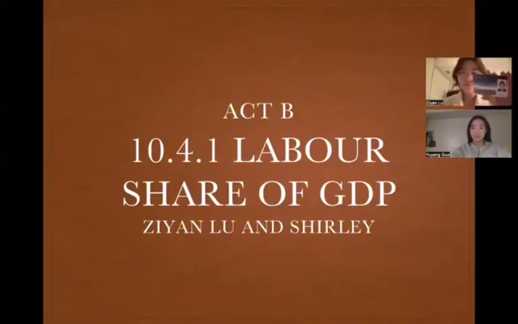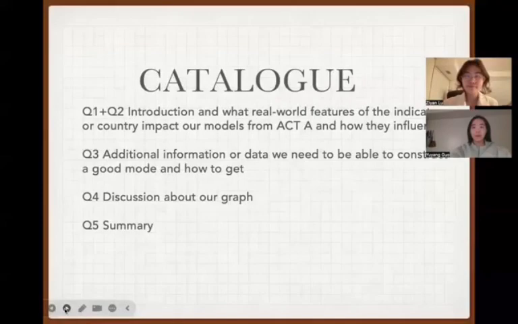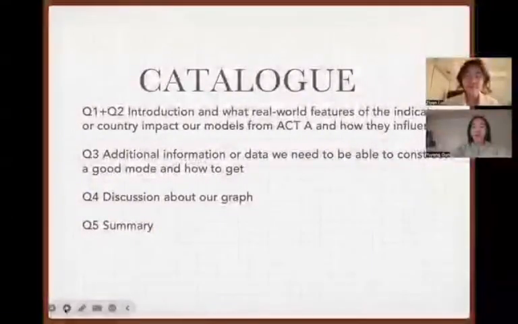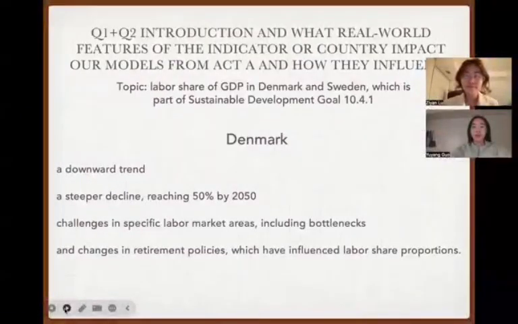Today we're examining the labor share of GDP in Denmark and Sweden, which is part of Sustainable Development Goal 10.4.1. We've analyzed data on Denmark and Sweden's GDP, labor force, and other key economic indicators from 2004 to 2021.